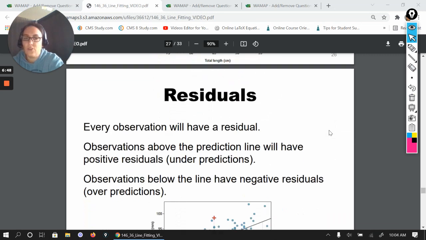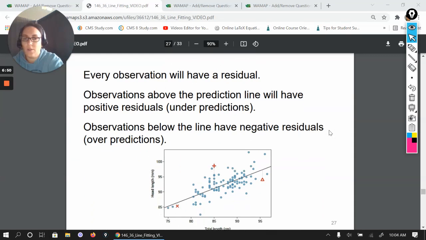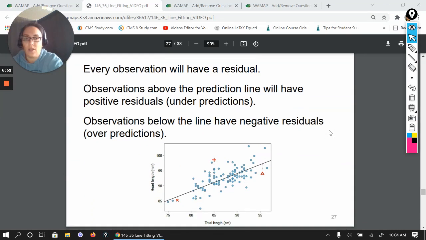Every observation will have a residual. Observations above the prediction line will have positive residuals, or in other words, we underpredict. They have underpredictions with that line. Observations below the line have negative residuals. In other words, the line has an overprediction for those values.